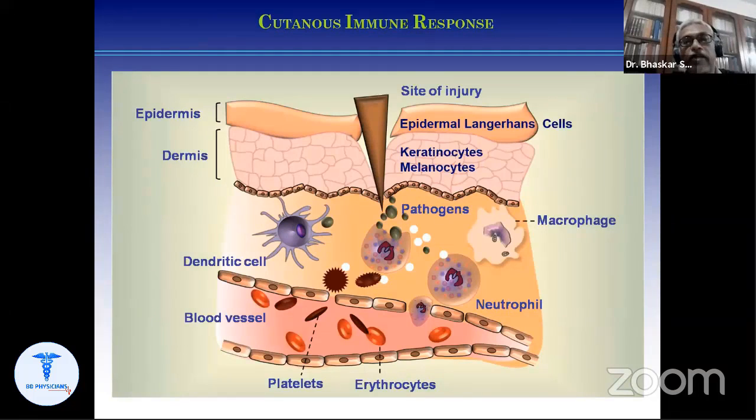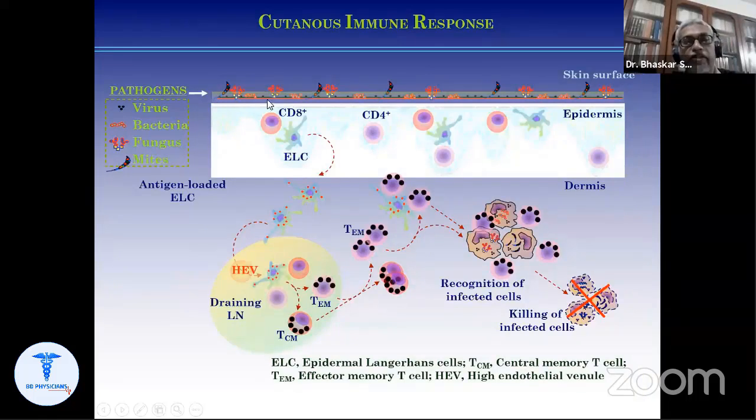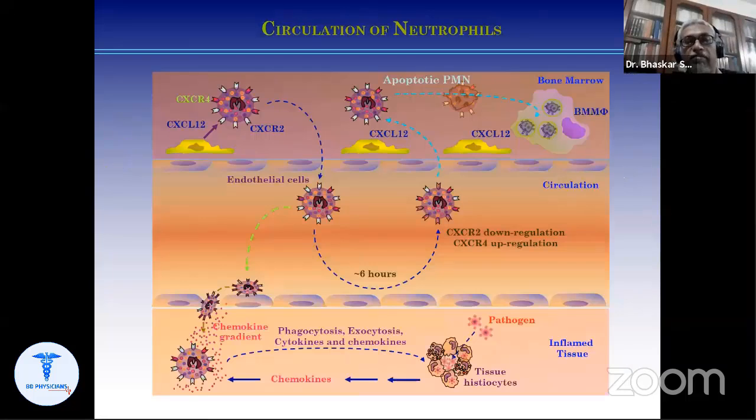So next I'll move to the cutaneous immune response, where on the skin, different pathogens are there: virus, bacteria, fungus, and mites. And then they're taken up by epidermal Langerhans cells, and taken to the draining lymph node, where they are presented to different T cells, and then the T cells are activated and recruited to the site of infection. And at the site of infection, these lymphocytes or T cells recognize the infected cells and kill them. So again, you will see this collaboration between the innate and adaptive immune cells.